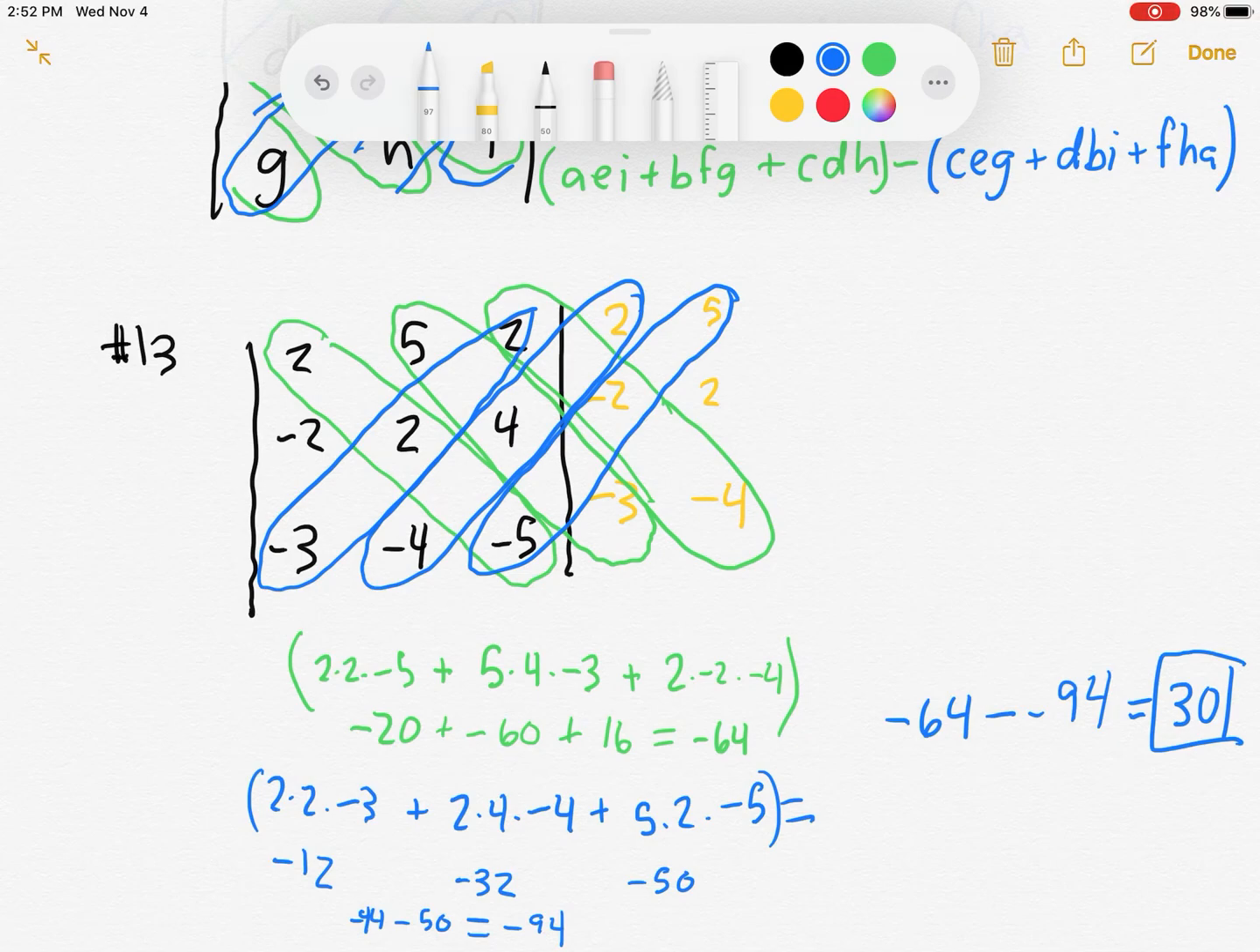The trickiest part about this process, once you get the hang of it, is making sure that you keep your negatives and your positives straight. Other than that, it's just some simple arithmetic. Let me know if you have additional questions.